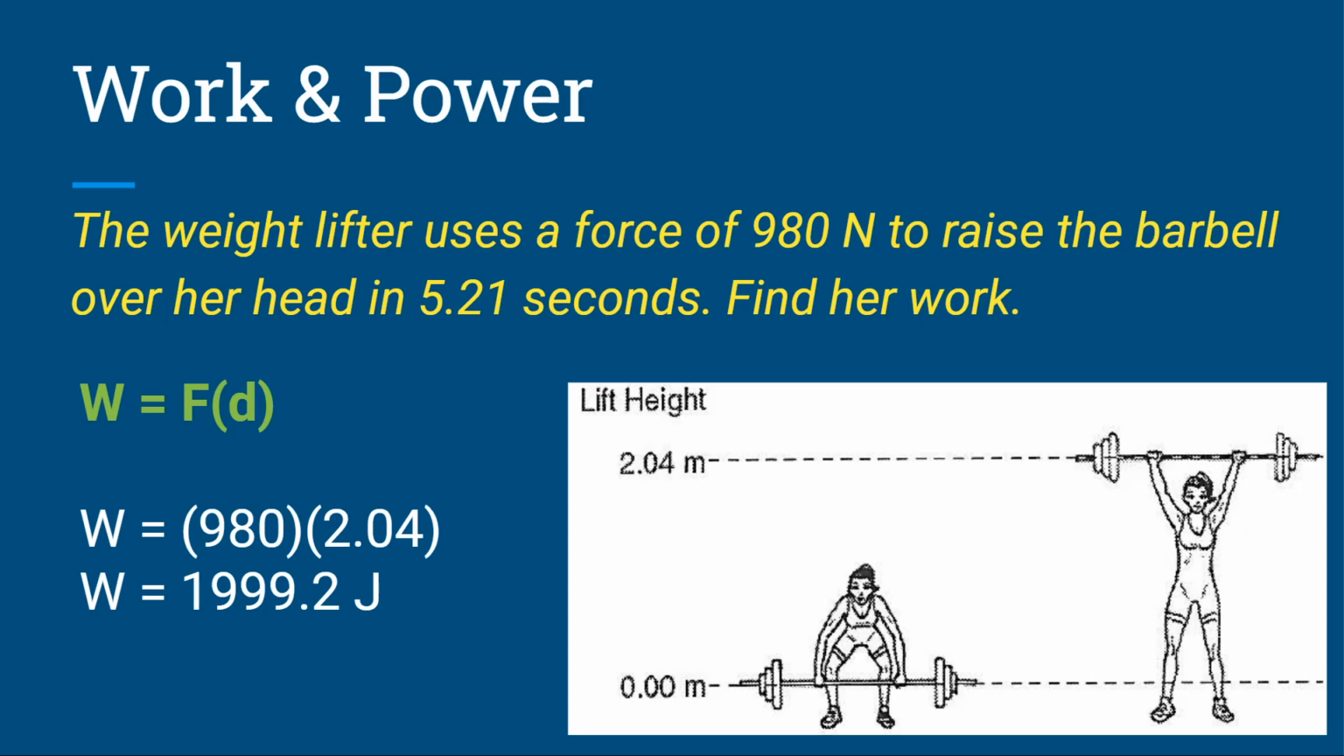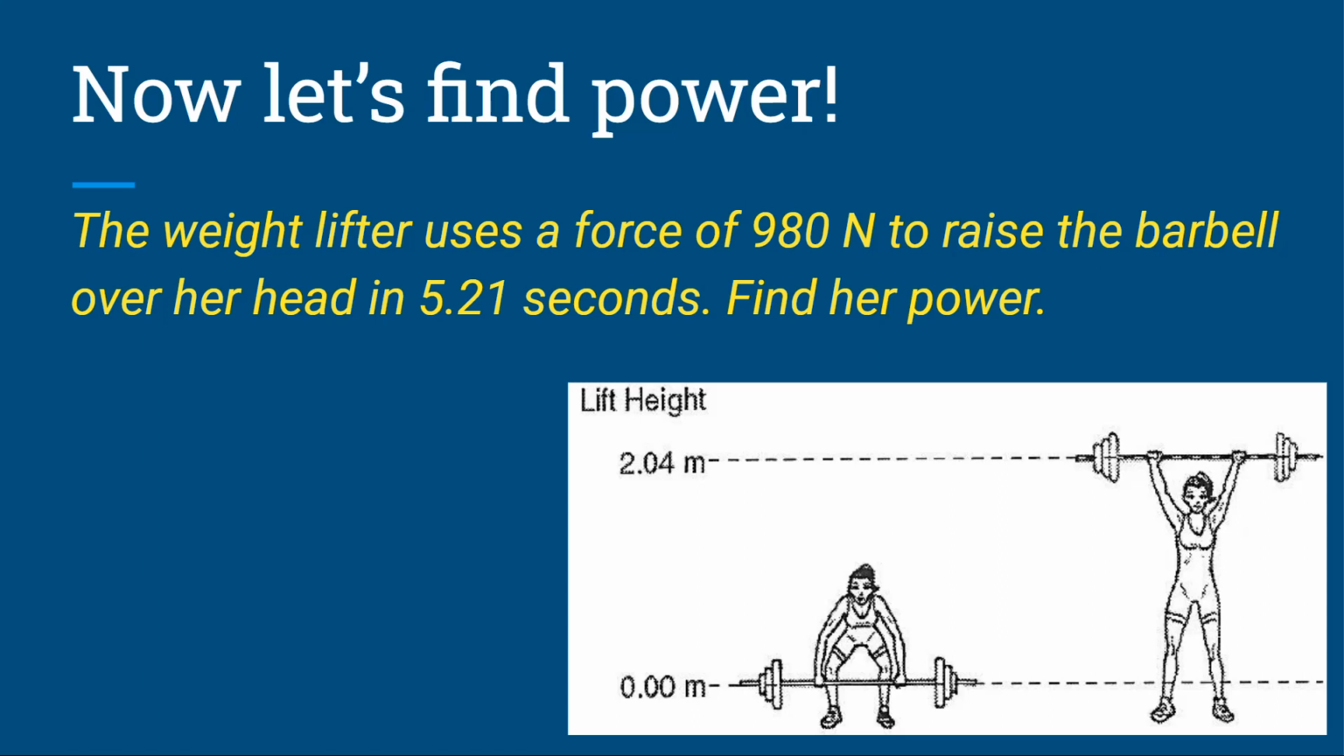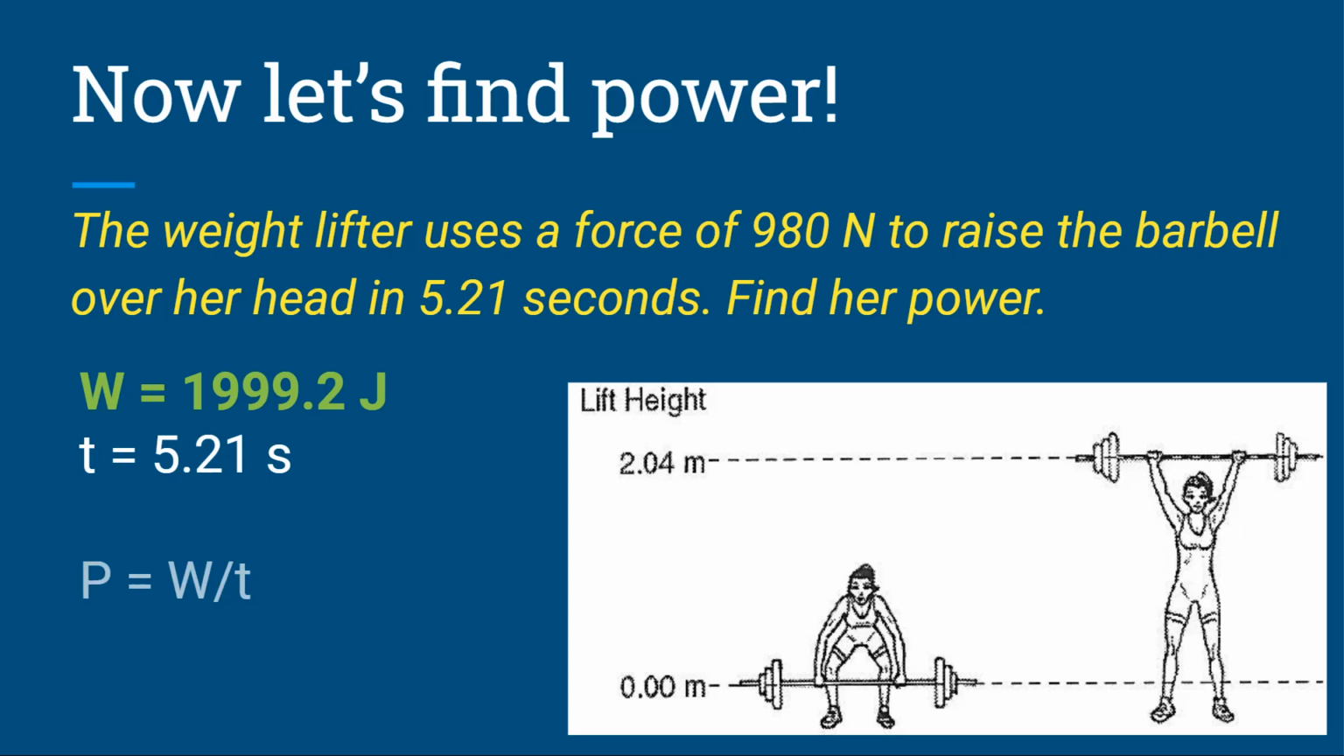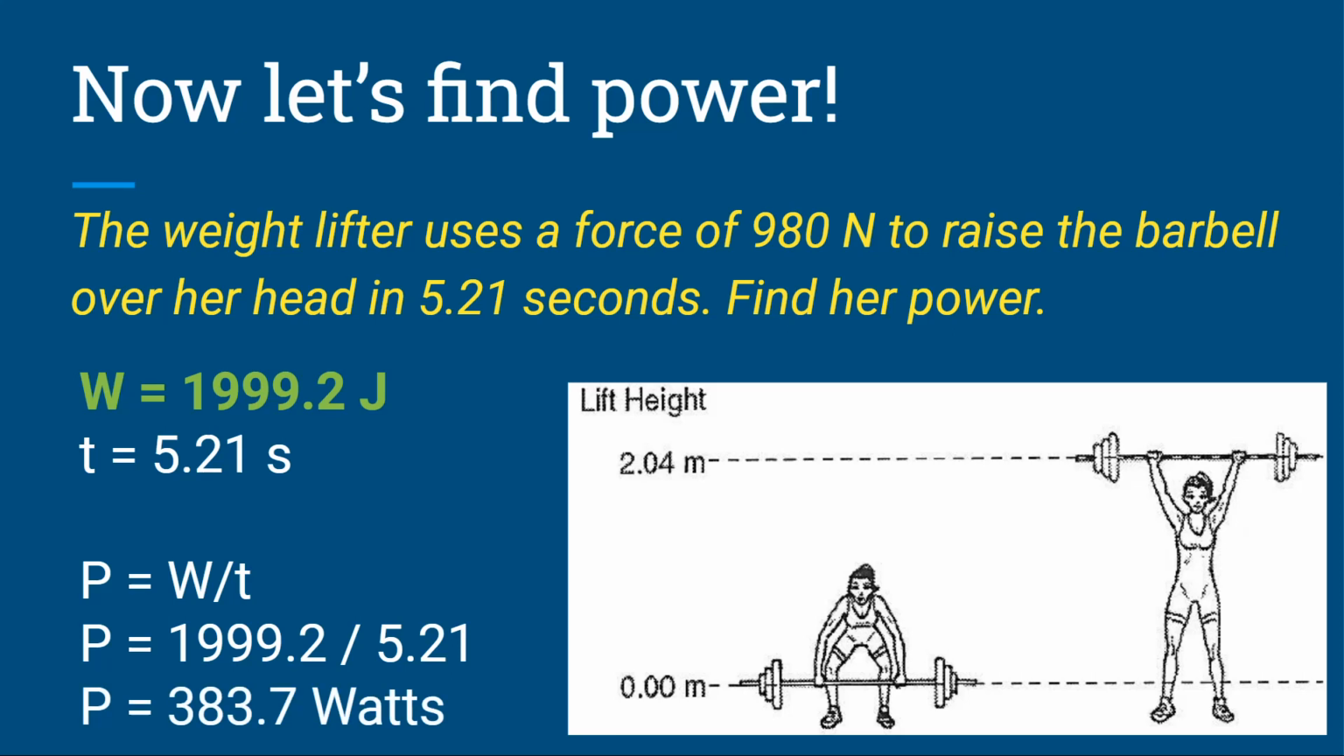Now, although I didn't need the time for that calculation, I do need it for this one. Find her power. We've already found her work, 1,999.2 joules. In order for us to find power, we also need her time. That's in the question, 5.21 seconds. Power is work divided by time. Pretty straightforward. We're just going to take those two numbers and divide them. 1,999.2 divided by 5.21 gives me a power output of 383.7 watts. So her power is 383.7 watts.